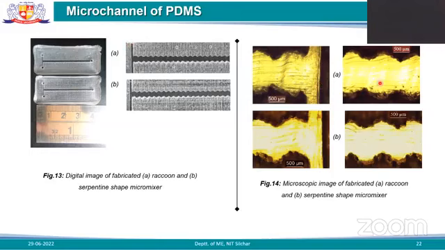And these are the microscopic images. If we see the same thing under the microscope, this dimension is 500 micrometer. So we can understand this one is near about 300 micrometer. Sorry, 600. So the inlet was 300, and the outlet, whatever I told, is double. This is Racon type, this is also Racon type, the microscopic view. This is serpentine type. These are near the inlet, this portion, and these are near the outlet section. So microscopic images are also shown to give a real feel of the micromixer.